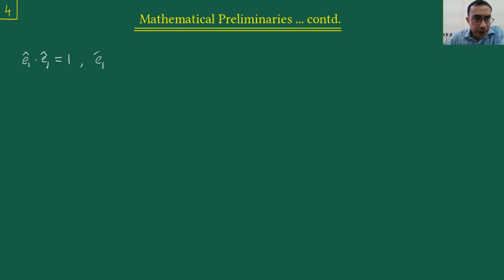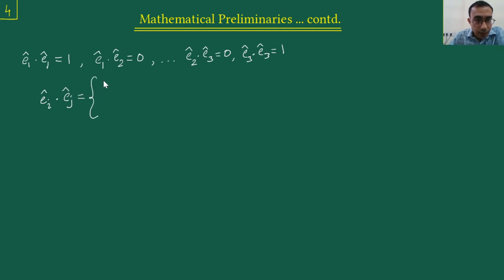Further along, if we take the dot product of E1 hat with E2 hat, we know that this is equal to 0. Similarly, E2 hat dot E3 hat is equal to 0, and so on and so forth, and E3 hat dot E3 hat is equal to 1. Now, if we want to represent all of this information in one shot, we can write that Ei hat dotted with Ej hat is equal to 1 if i is equal to j, and 0 if i is not equal to j. So this one statement encapsulates all the information in what we had written in the earlier step.